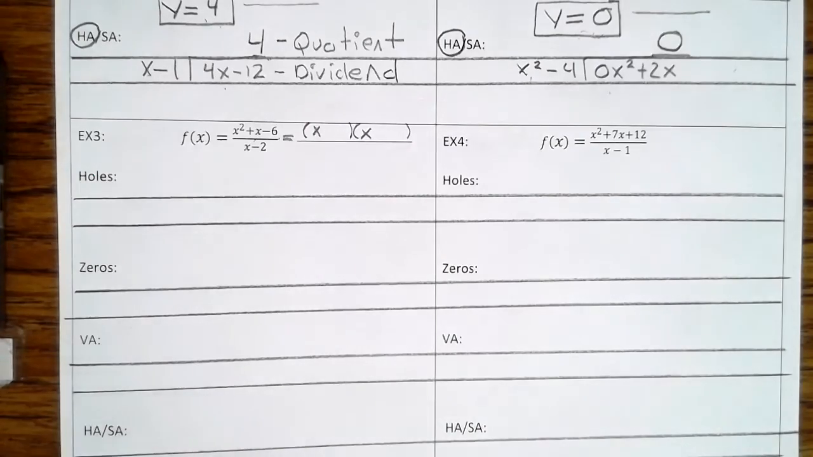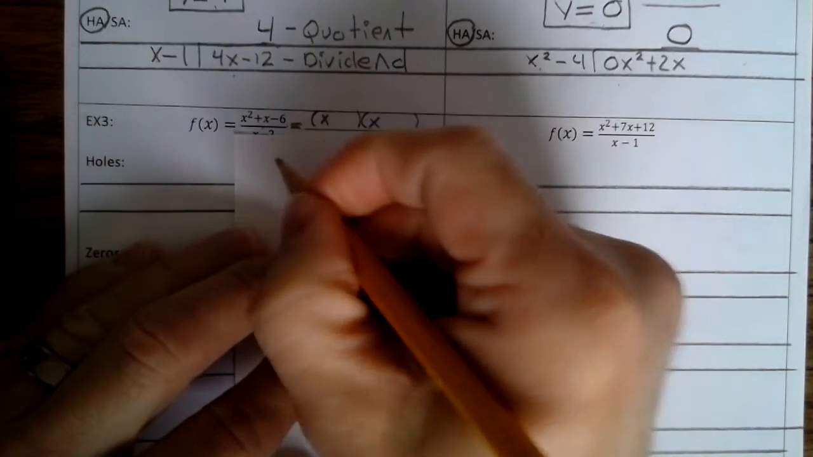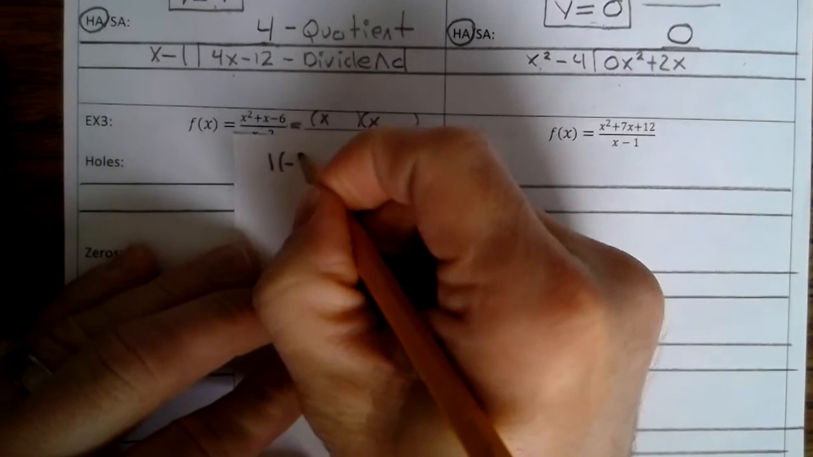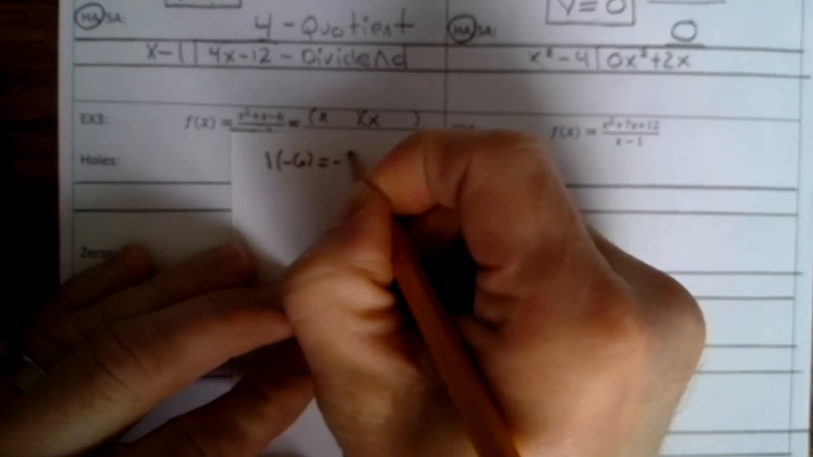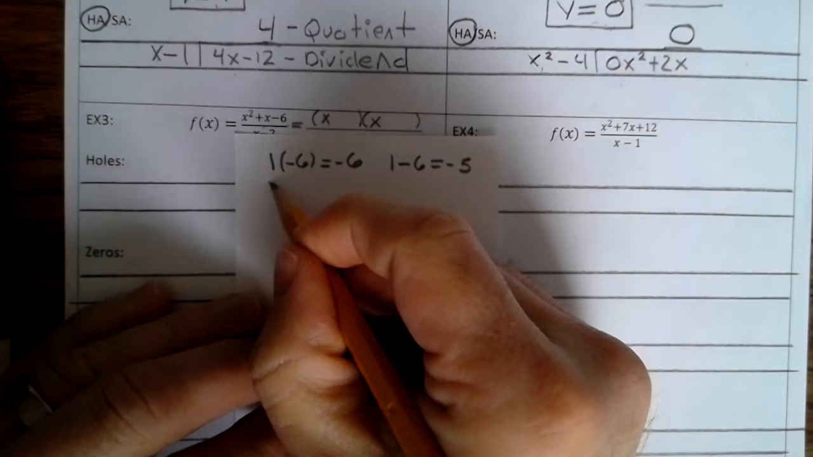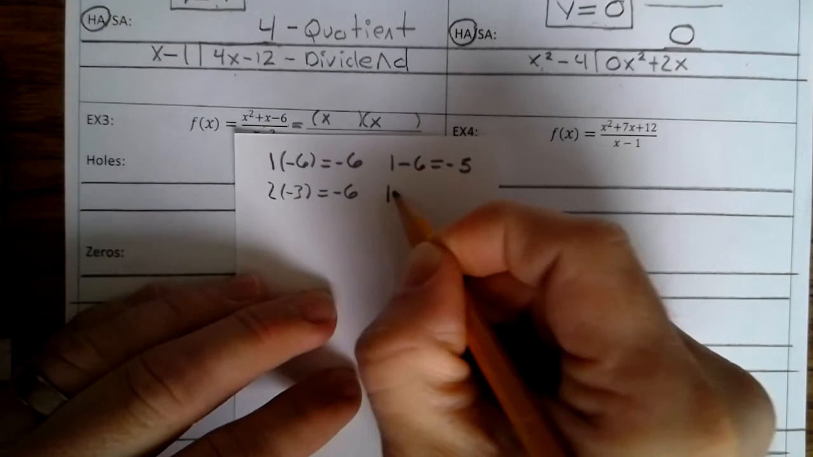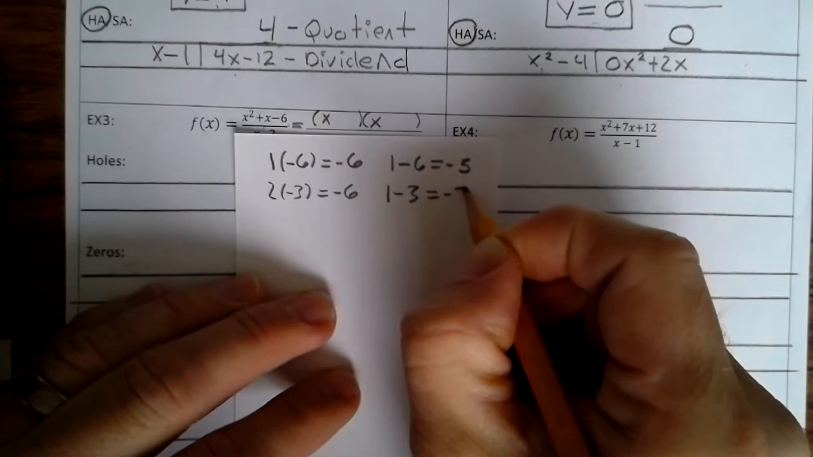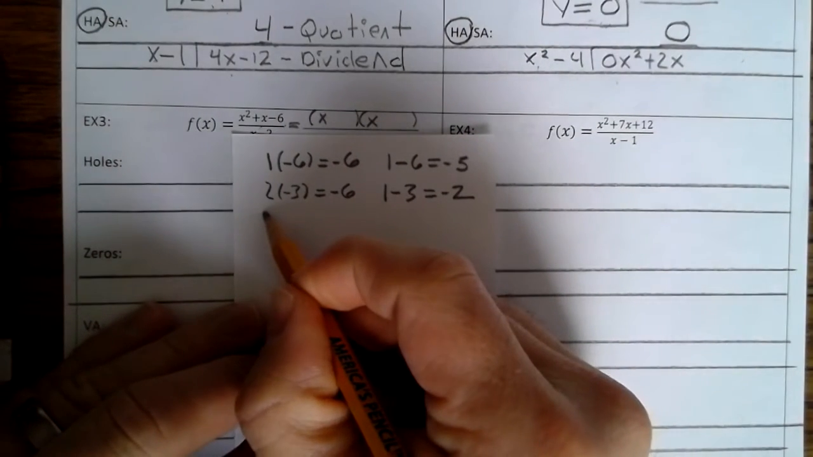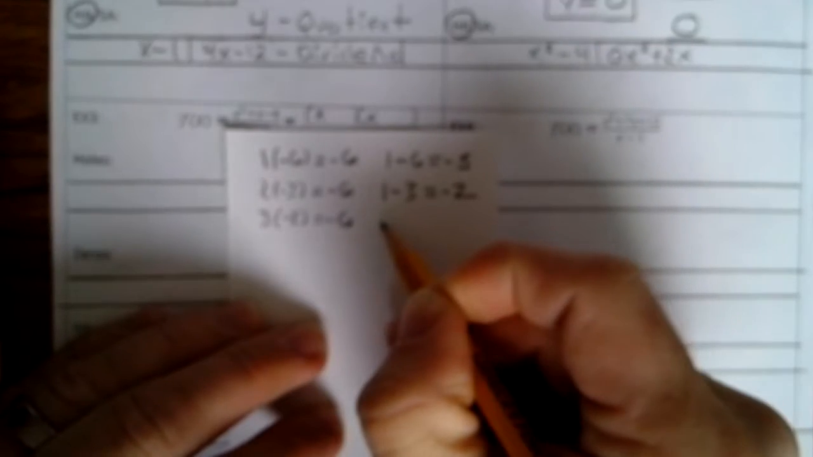So we have 1 times negative 6 is negative 6. 1 minus 6 is negative 5. That doesn't work. 2 times negative 3 is negative 6. 2 minus 3 is negative 1. That doesn't work. 3 times negative 2 is negative 6. 3 minus 2 is 1. That works. Our factors are 3 and negative 2.